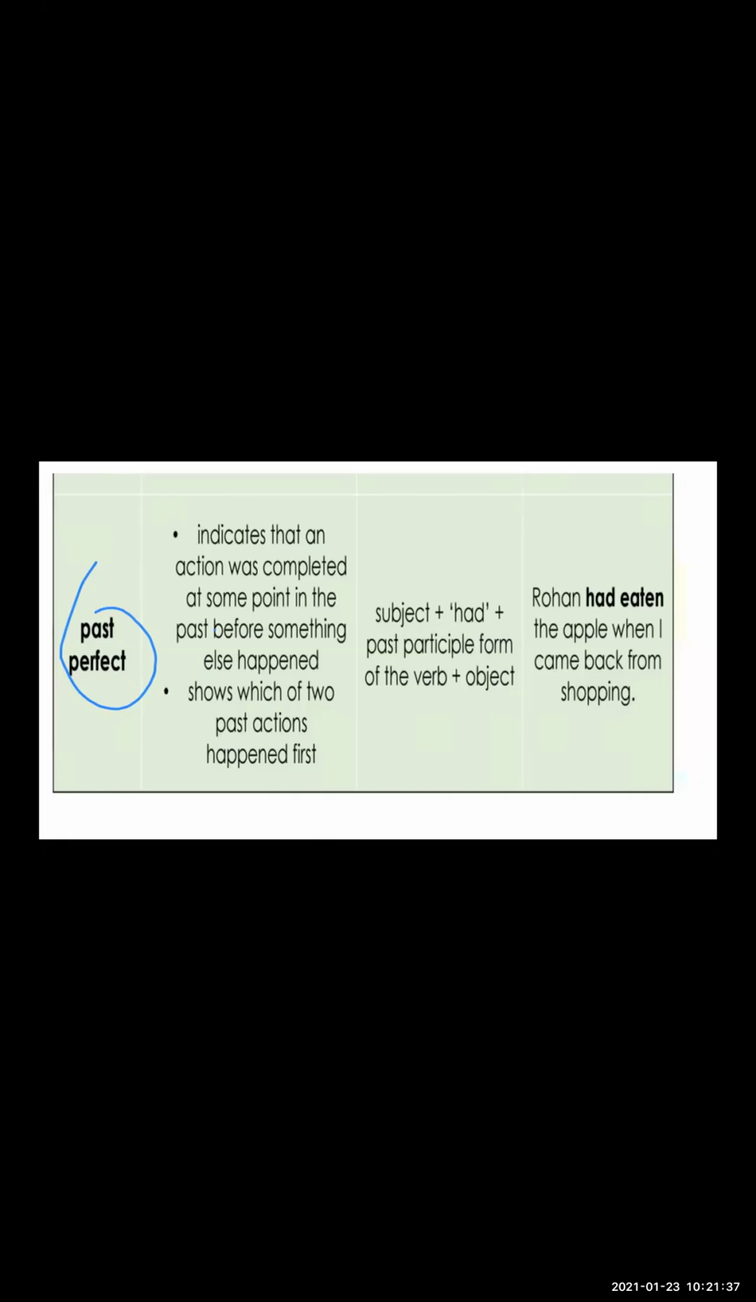Okay, I'm giving the incident. I'm indicating that Rohan had eaten an apple. But when did he eat the apple? When I came back from shopping. I gave the particular timing. So before this incident happened, the other incident had happened. I'm comparing two incidents, giving two incidents in the same sentence. This is called the past perfect tense. It indicates the action was completed before another action happened.